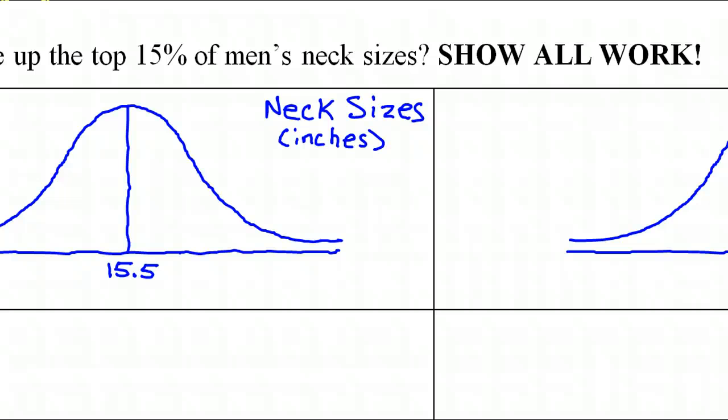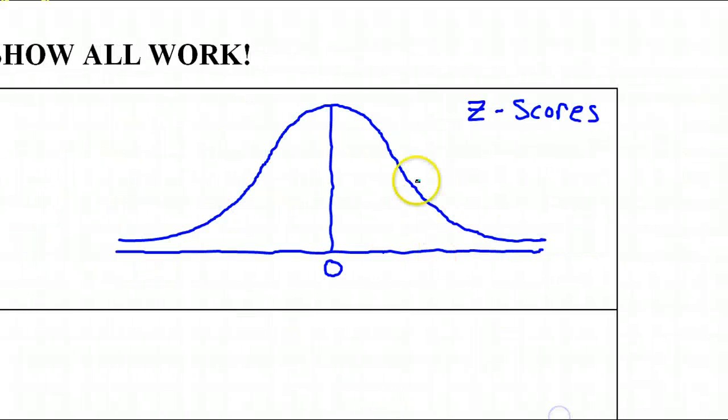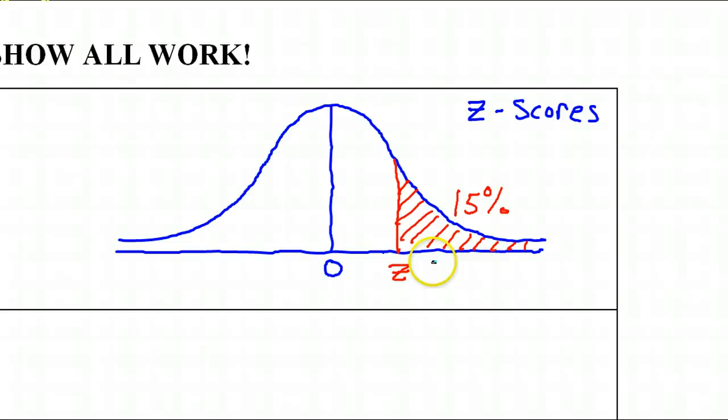Okay, the top 15%. Alright, so if we're talking about the top 15%, we know we're going to be over here on the right because we're talking about the top. We don't know what this value is yet, so we'll call it x. But we know whatever x is, it's making this the top 15%. And we'll have the same thing going on over here. We don't know what the z-score is yet, but whatever it is, we know that this is 15%.